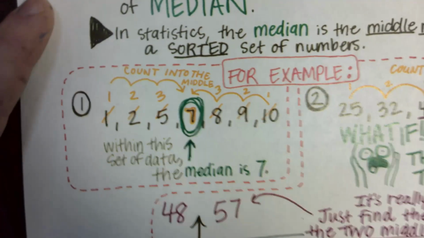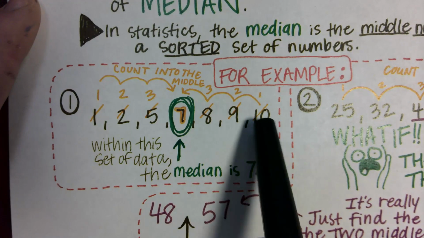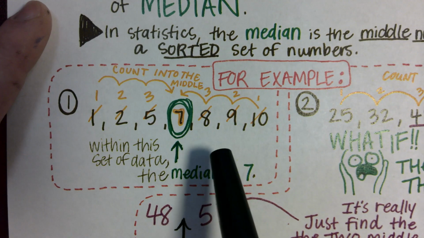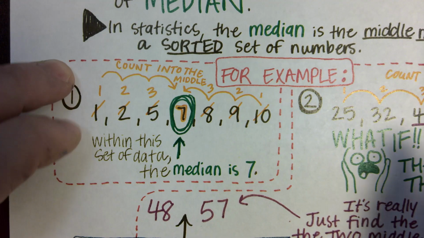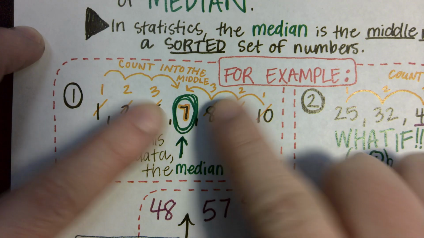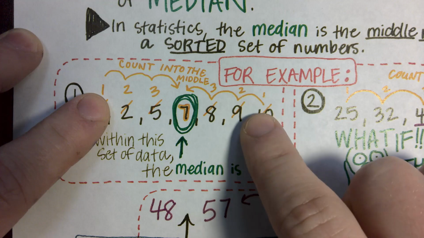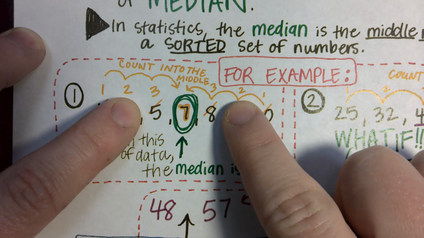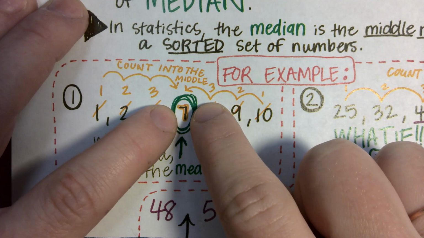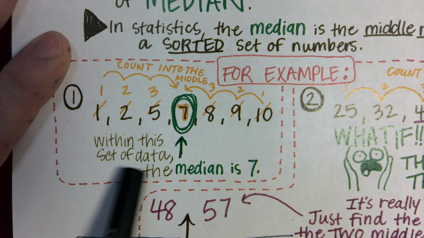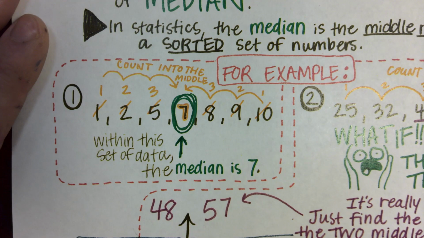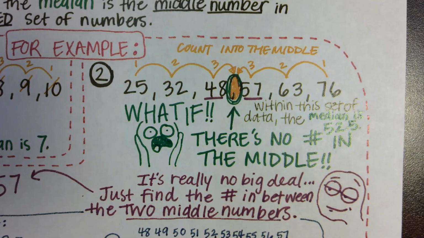Here's the first example. When I have an odd number of data points in my set of numbers, finding the median is very simple. All we do is start from the outermost numbers and count into the middle. So I would start with 1 and 10, then 2 and 9, 5 and 8, and then 7 is the middle number. So within this first set of data, the median is 7. Not so bad. But what about number 2?